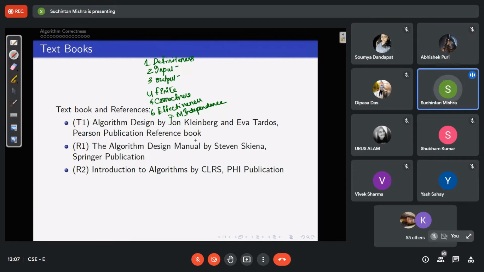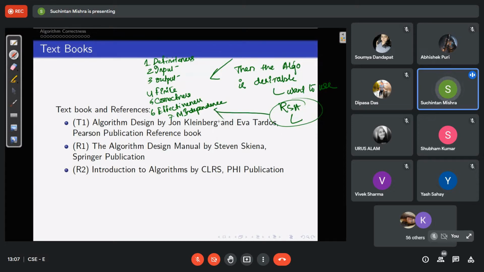These are all the things you require when you write an algorithm. If all these things are present, then the algorithm is desirable. When I say desirable, then more people would want to use it. Like someone designed the RSA algorithm, the cryptography algorithm, and today it is one of the most used cryptographic algorithms in the world. Similarly, why? Because all these things are present in RSA.